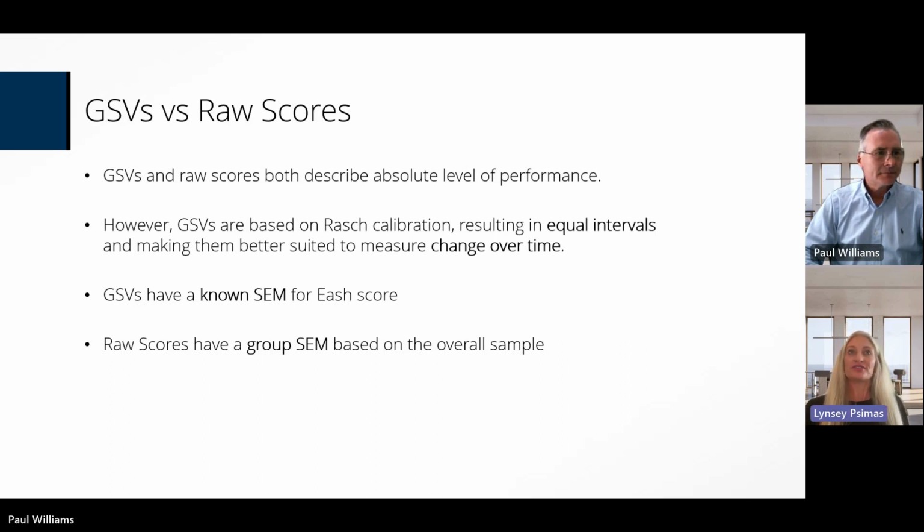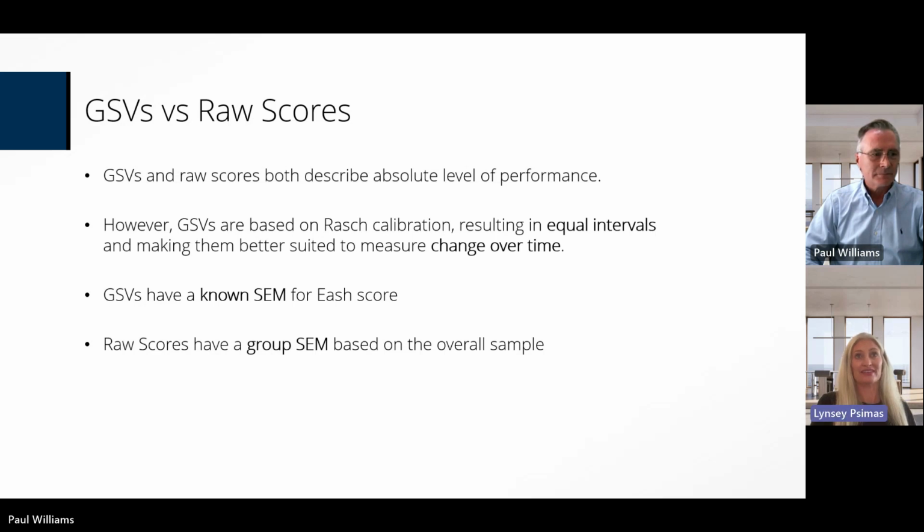So first, GSVs and raw scores. We see raw scores used a lot in clinical trials, but raw scores are not on an equal interval scale, like Paul was talking about. So a given difference in raw score points doesn't have the same meaning at different score levels. Raw scores exhibit a great deal of variability, which might be attractive from a statistical perspective, but they're not measured on an interval scale. So these changes at different levels are not comparable between different ages or different ability levels.